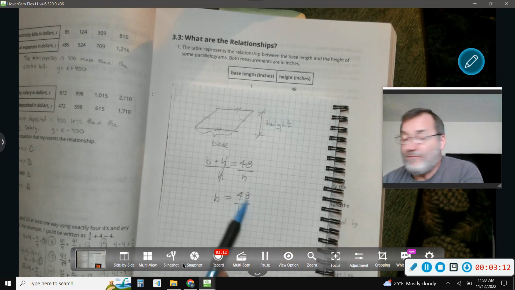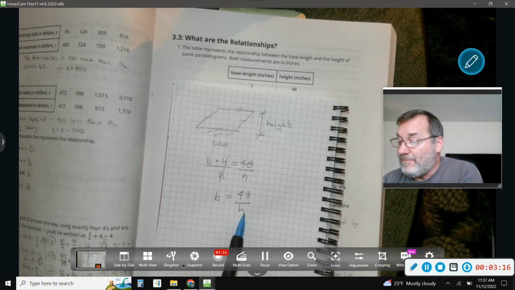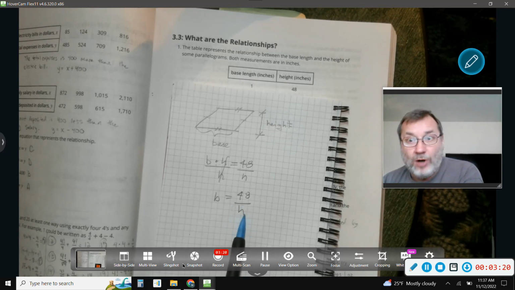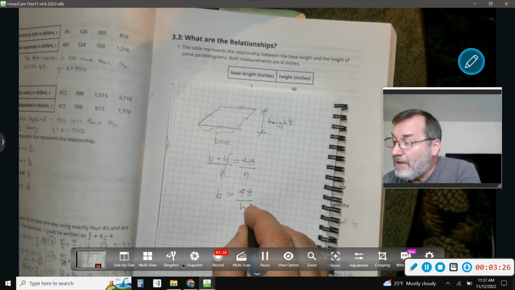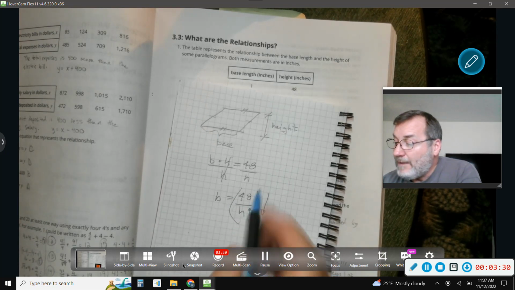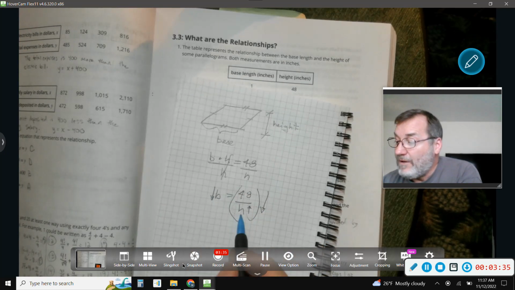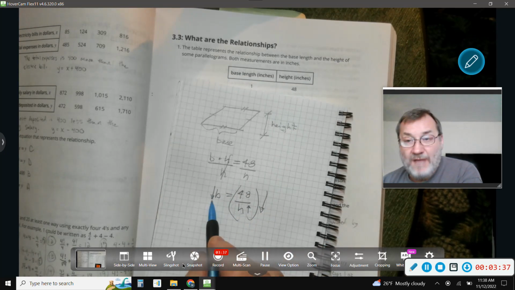Now this is what I was referring to as the inverse relationship. As this gets larger and larger, whenever you have a fraction where the denominator keeps getting larger and larger, that makes the whole thing overall become smaller. So when this goes up, this whole thing goes down. And since that side is equal to that side, that means that goes down. So the height increases, the base goes down.